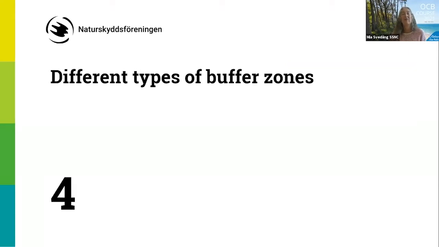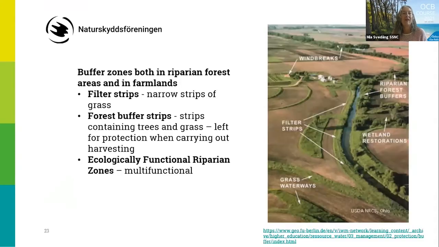So I will talk a bit about different types of buffer zones. There are many different names, and I don't know if you can say which name is the correct one, but I will talk about filter strips and forest buffer strips. You can have buffer zones both in riparian forest areas and in farmlands. You can have it in the forest and in the agriculture sector, and it does lots of good in both places.